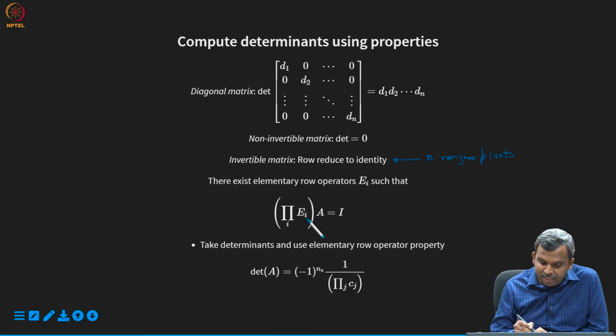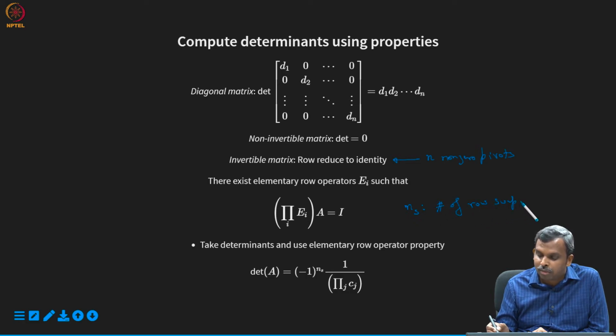Out of these EIs, some of them will be row swaps. So let's say NS is the number of row swaps that you did. What will happen to the determinant of a row swap? You will just get -1, right? So you get -1 power NS. Determinant of A will be there. You will get -1 power NS because of that. Okay, this comes from row swaps.